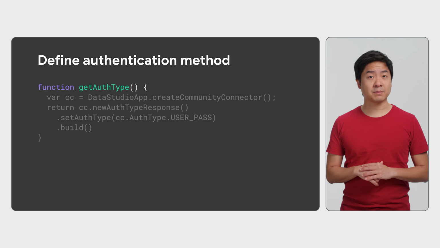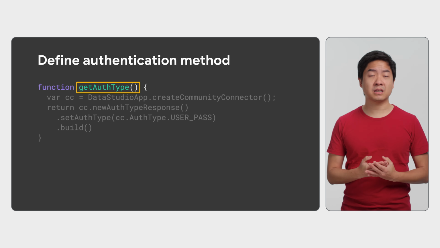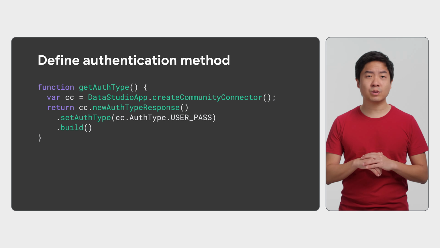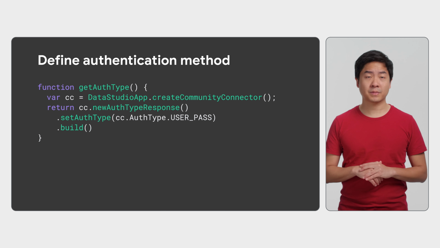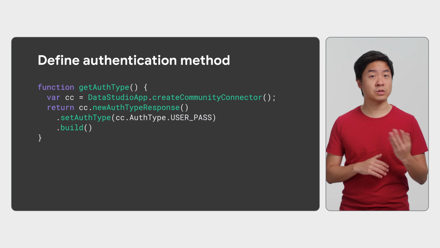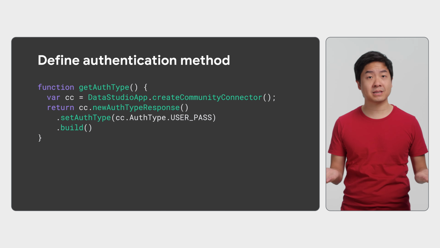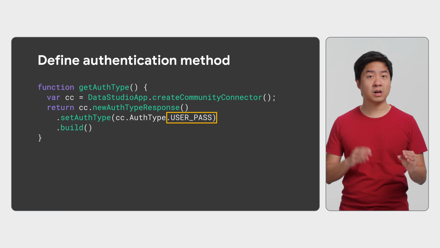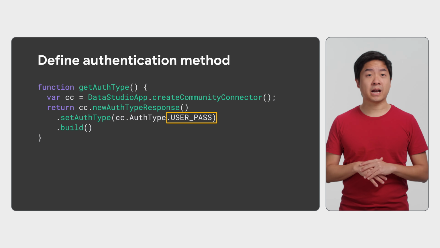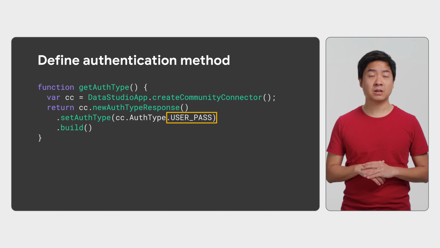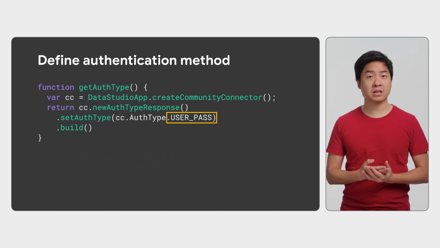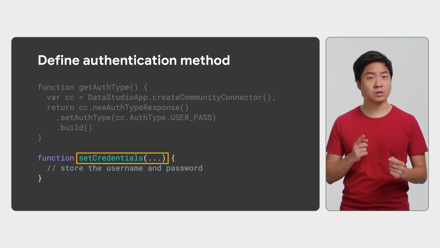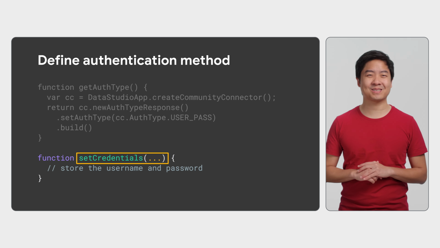The getAuthType defines the authentication mechanism Looker Studio will use to get credentials for your connector's data source. In this example, your data source requires a username and password for access. Then you will need to set the auth type to user_pass. Now, when a user first installs your connector, Looker Studio will ask for the username and password and call your connector's setCredentials method so you can store the creds for data fetches.